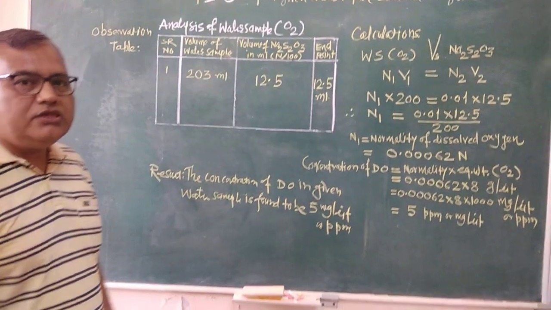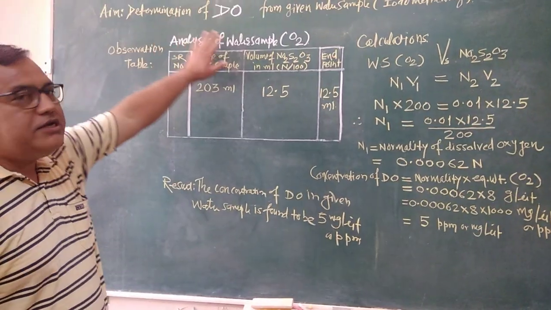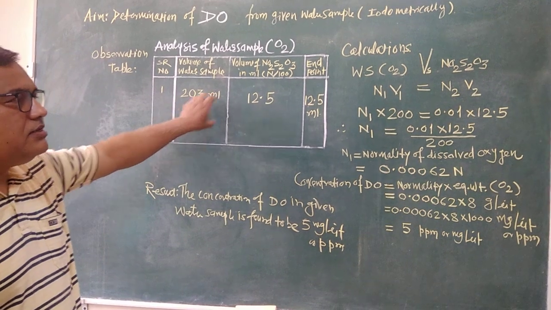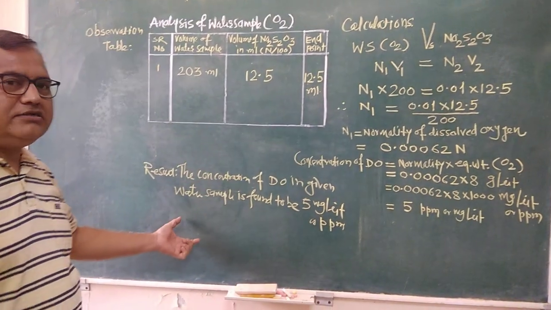So in this way, in the worksheet, directly write the aim, then observation table, then calculation, and then result.